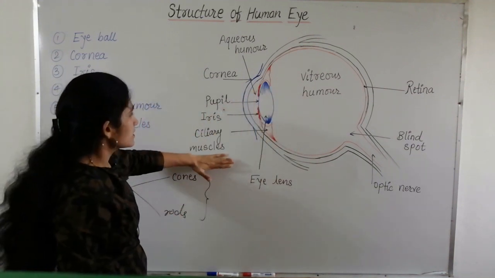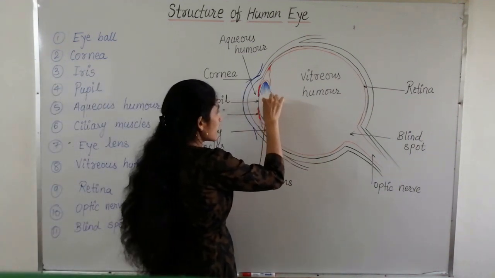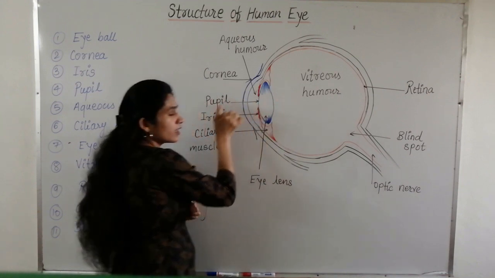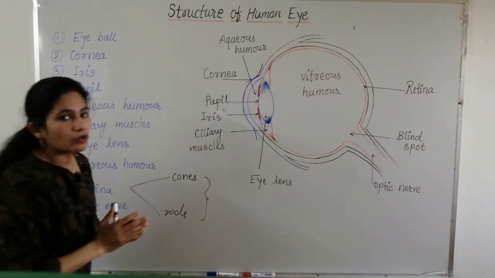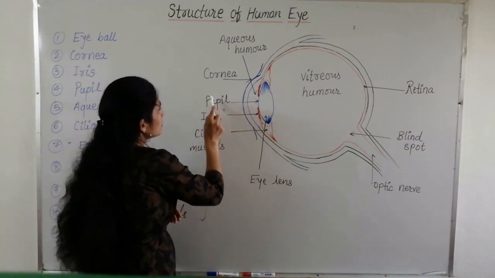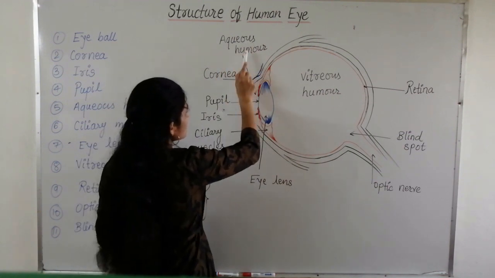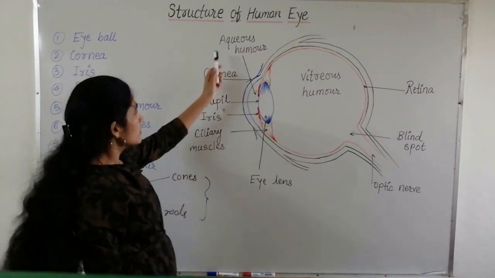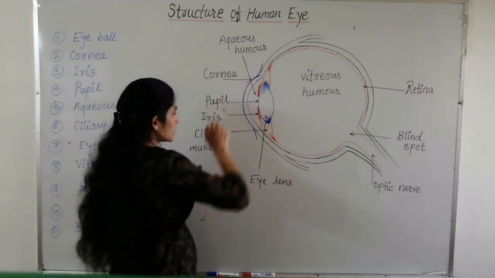Next are the ciliary muscles. Ciliary muscles hold the eye lens in its place and also change the thickness of the eye lens so that we can see distant and near objects clearly. Then the region between the cornea and the eye lens is filled with a substance called aqueous humor. Aqueous humor mostly contains water and it is transparent.